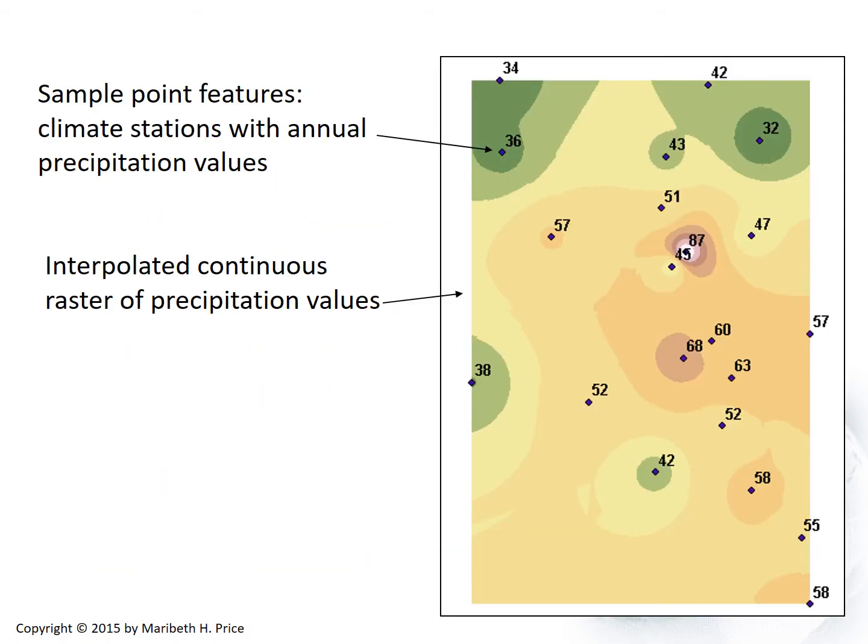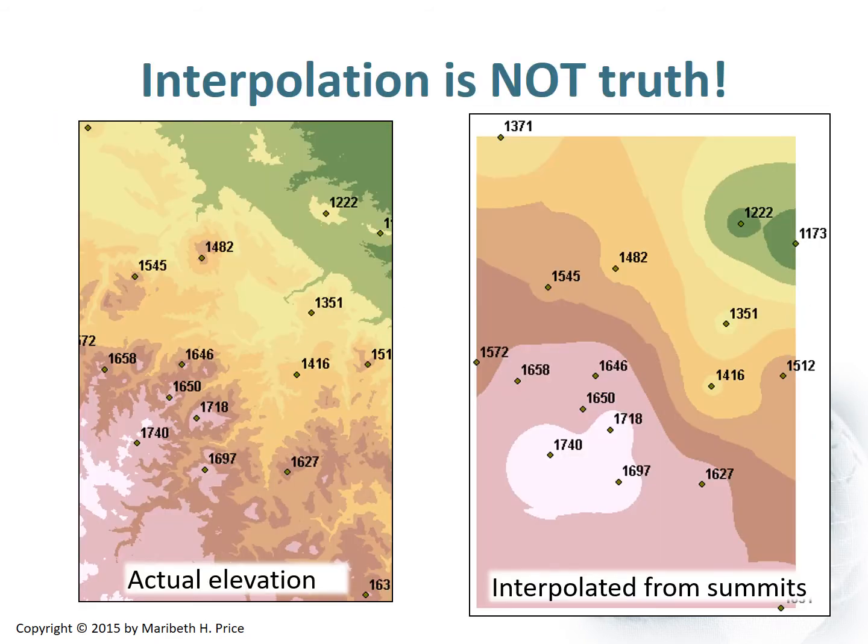Here are some examples of values that we know based on stations that measure precipitation, and from those known values we generate this surface that indicates what precipitation is like across the entire study area. Interpolation is not the truth. It is simply this calculated surface between known points. It's the best guess for the unknown.